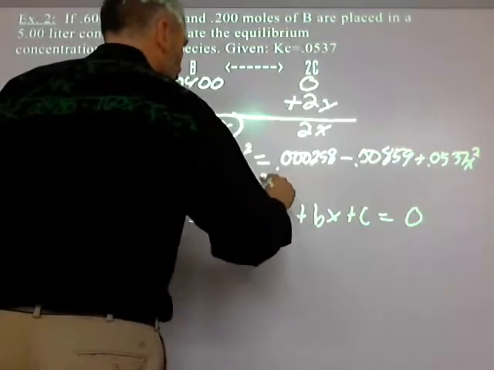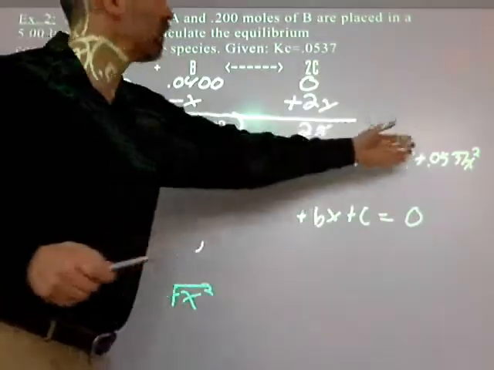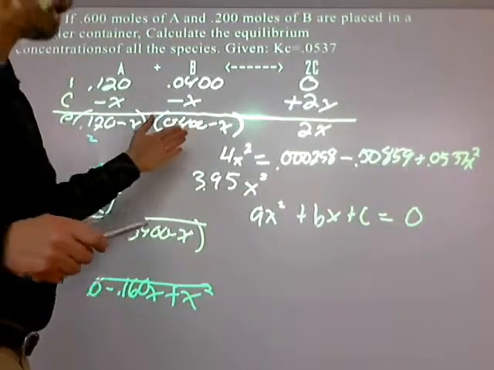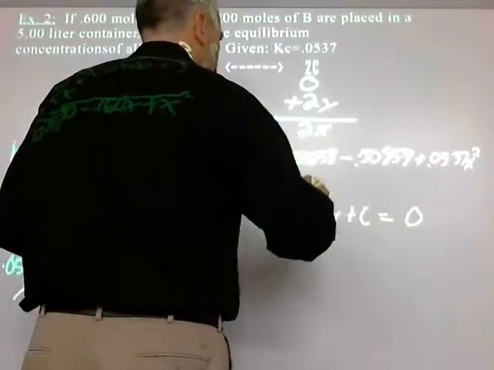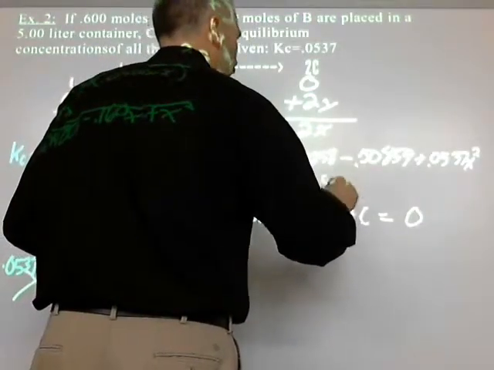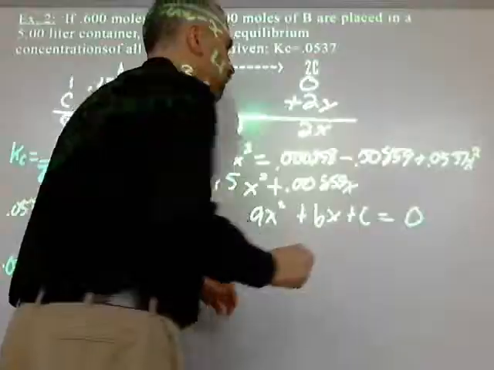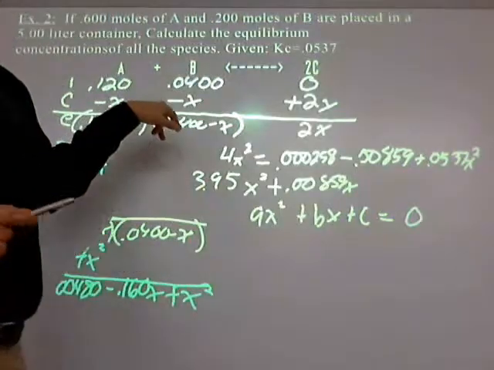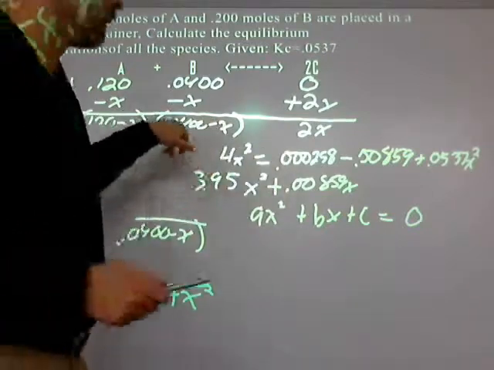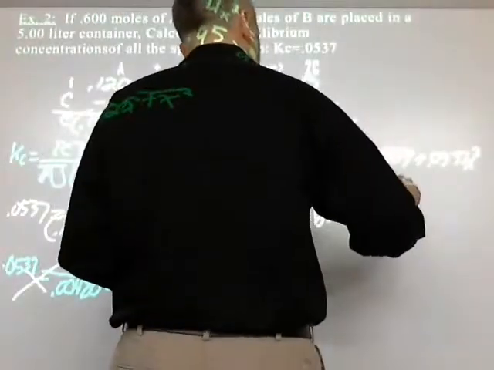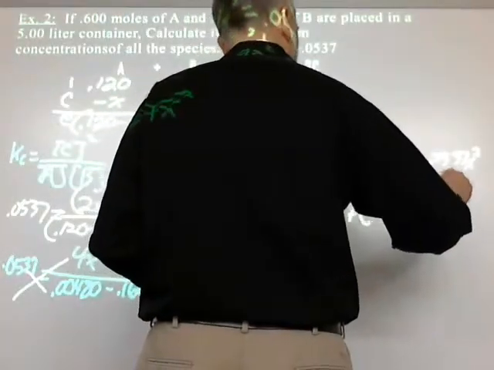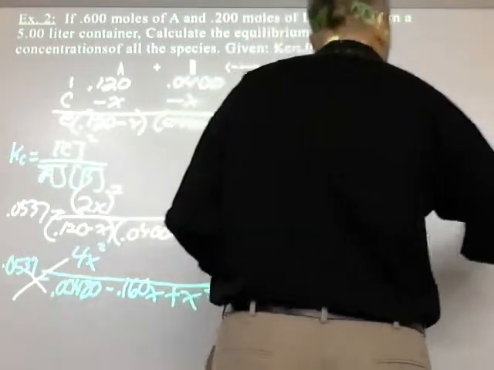3.95 x squared, okay? I bring this guy over, what does he become? He becomes positive, right? Plus 0.00859x. And I bring this guy over, he becomes what? Negative. So minus 0.000258, and the whole thing equals 0.